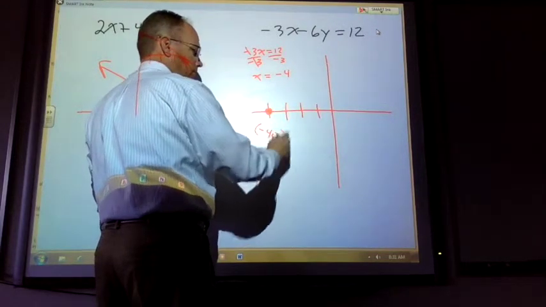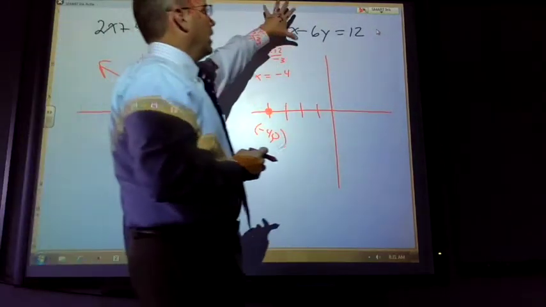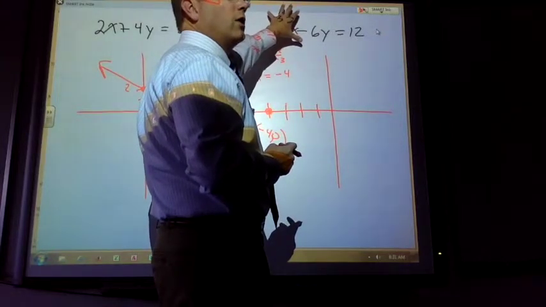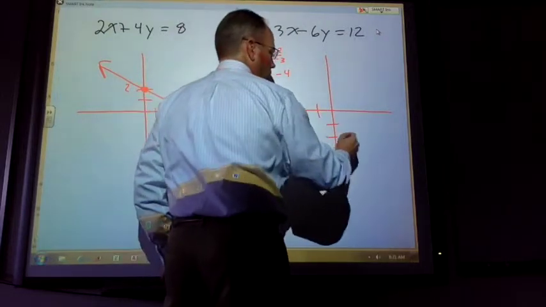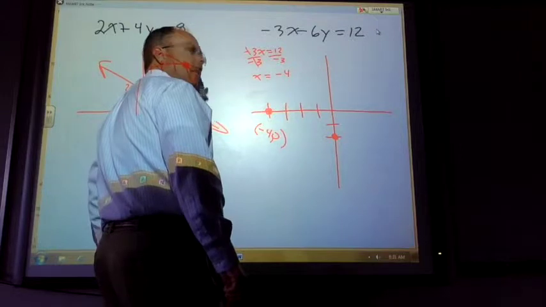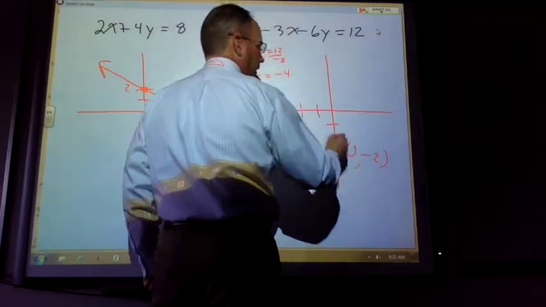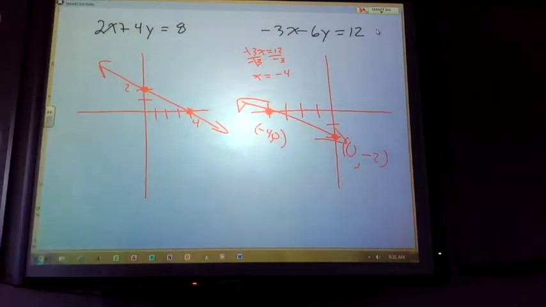All right, Casey, negative 6 times what number gives me 12? Negative 6 times 2 is negative 12. Negative 2, yes, sir. 1, 2. Casey, what point is that right there? There you go. Connect the 2 dots. Done.